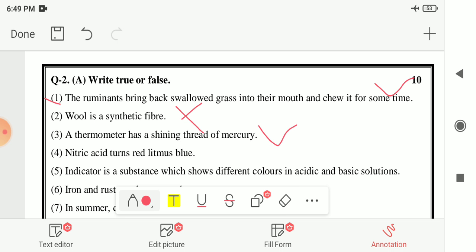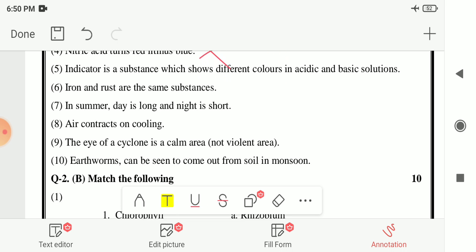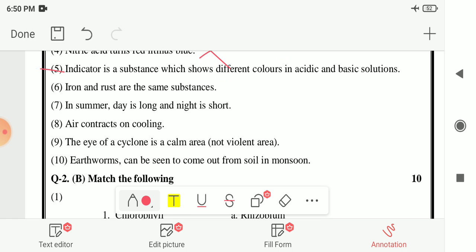Next, fourth number, nitric acid turns red litmus into blue. So here your answer is false. Nitric acid, as the name suggests, is an acid, so it turns blue litmus paper into red. Next, fifth number, indicator is a substance which shows different colors in acidic and basic solutions. So here your answer is true. They are known as indicators.